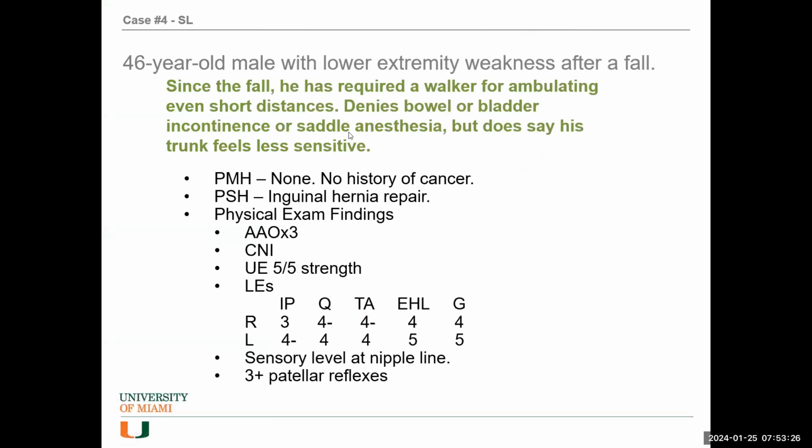He fell in the shower, no history of cancer, denies bowel or bladder incontinence or anesthesia, but now as a result has to use a walker even for short distances, and he feels that his trunk is less sensitive than the rest of his body. No significant history apart from some surgery in the past. He's hyperreflexive, has a sensory level at the nipple line, and he's pretty weak in the lower extremities. Uppers are completely fine. And so this is a lesion you'd be thinking of where? Let's say long.